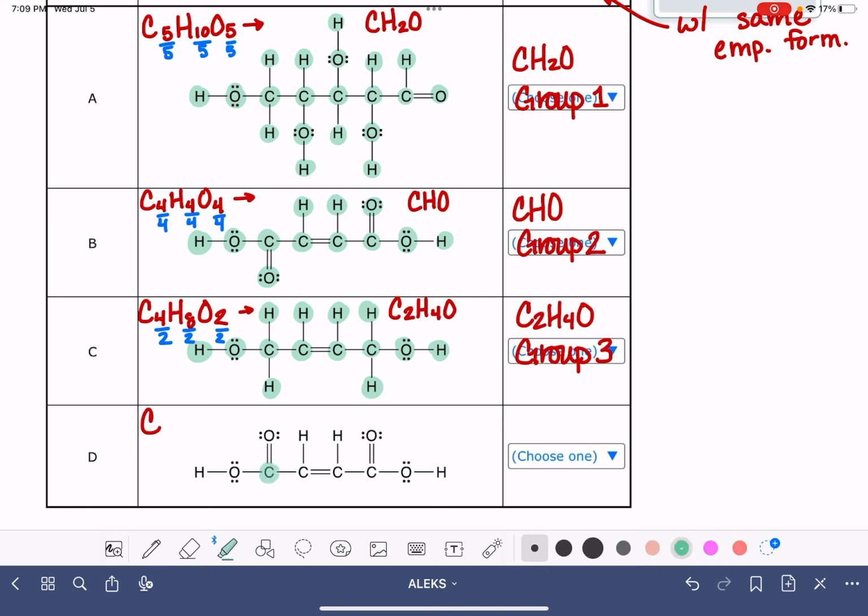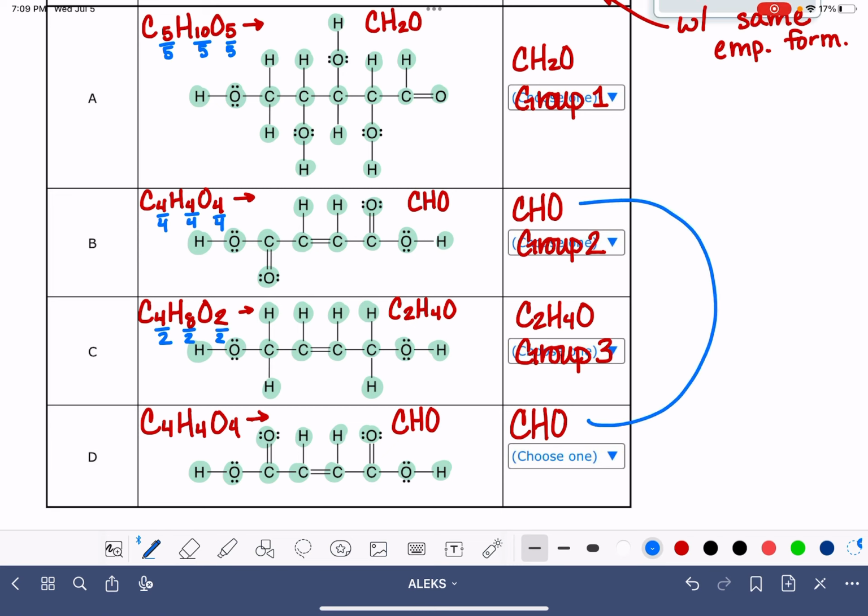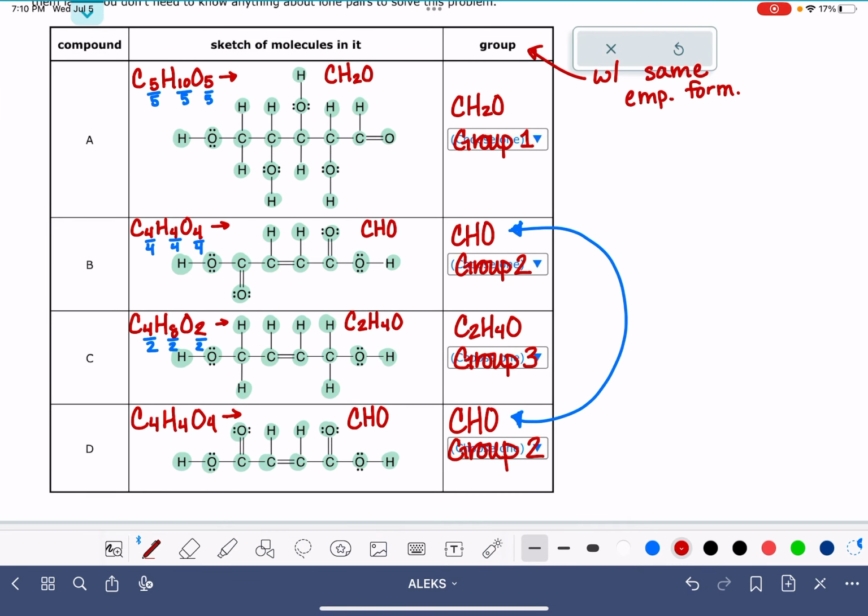We have 1, 2, 3, 4 carbon atoms. We have 1, 2, 3, 4 hydrogen atoms, and we have 1, 2, 3, 4 oxygens. We can reduce this down to CHO if we divide all of these by 4. We have an empirical formula of CHO. Oh, finally we got a match. CHO, we have a match. We designated that CHO as belonging to group 2. That's how you solve this version of the problem.